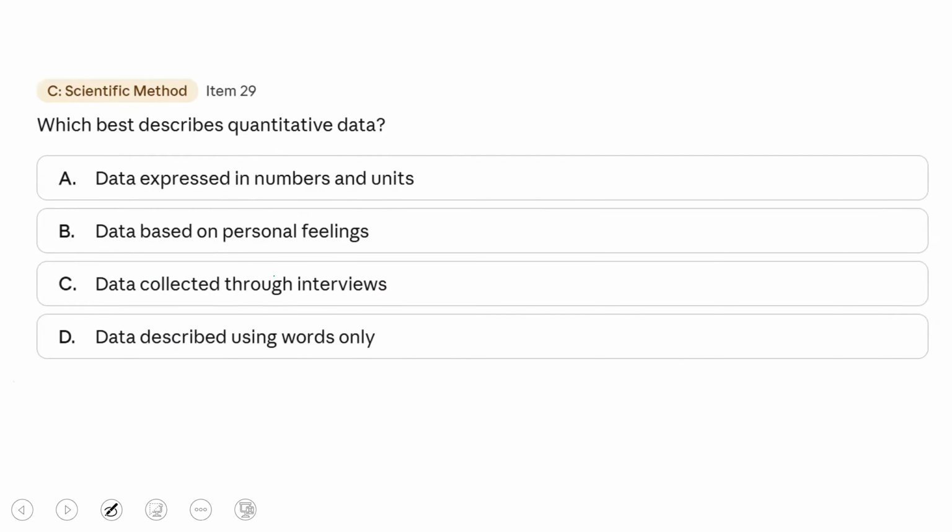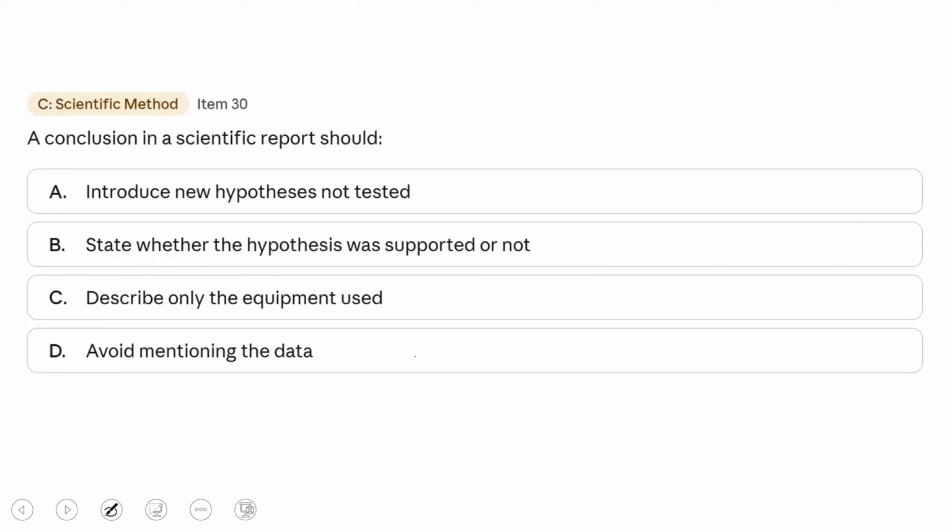And the next one, which best describes quantitative data? Quantitative data. So it's your answer A, B, C, or D. So the answer for this one is letter A, data expressed in number and units. The others here are all qualitative data. Next one, a conclusion in a scientific report should, is it A, B, C, or D? All right, that's your answer for that. So the answer is letter B, state whether the hypothesis was supported or not.